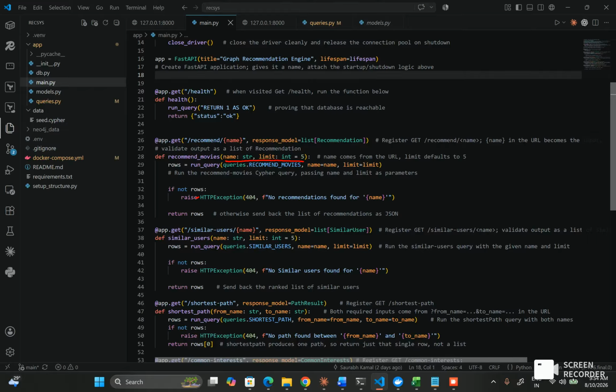Then the actual work happens in one line. That is run_query. It hands it the Cypher text from queries.py, plus the real name and limit that came in through the URL. So what this does, it hands it the Cypher text from queries.py, from here, plus the real name and the limit, right?